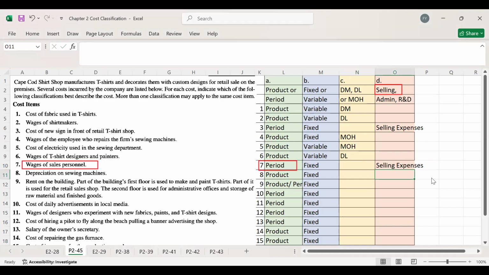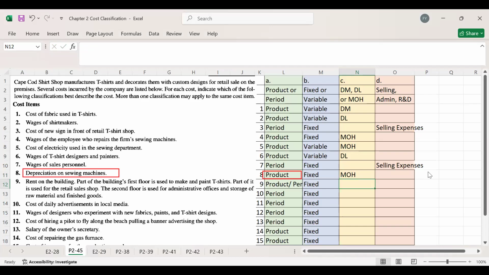Then the next example is about the depreciation of the sewing machine. Depreciation of the sewing machine is part of production, and depreciation is part of manufacturing overhead, because depreciation is not a direct material, it is not a direct labor. So obviously it is an indirect cost, but this cost belongs to the factory. That's why it is a part of manufacturing overhead.